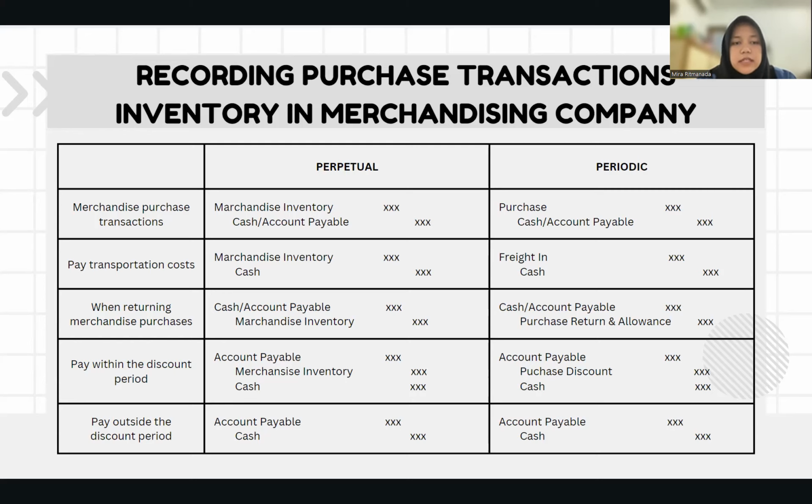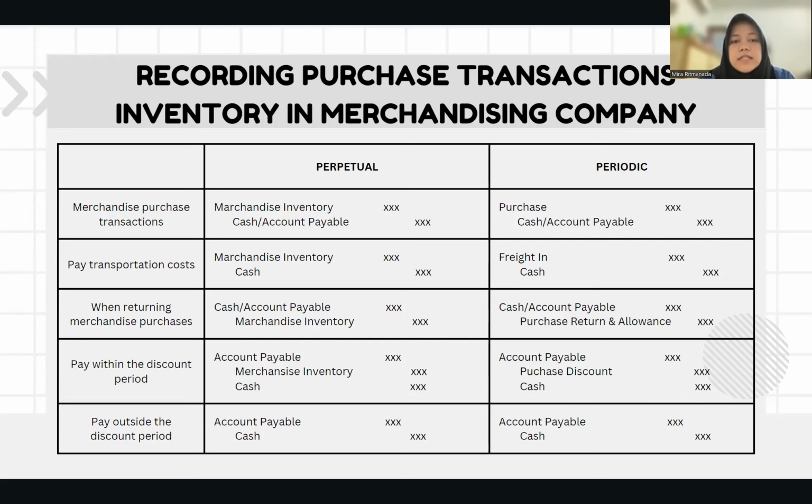Paying transportation costs. In the purchase journal for a merchandising company, freight costs will be journalized only for FOB shipping point, whereas FOB destination won't be journalized in the purchase journal. The transaction will be recorded in the perpetual system as merchandise inventory on debit, and cash will reduce on credit, while in the periodic system it will be recorded as freight-in on debit and cash on credit.